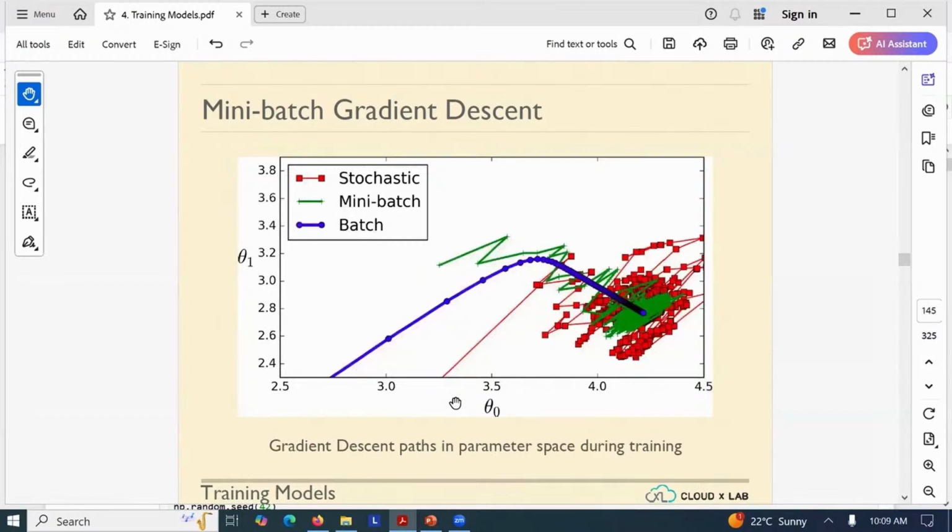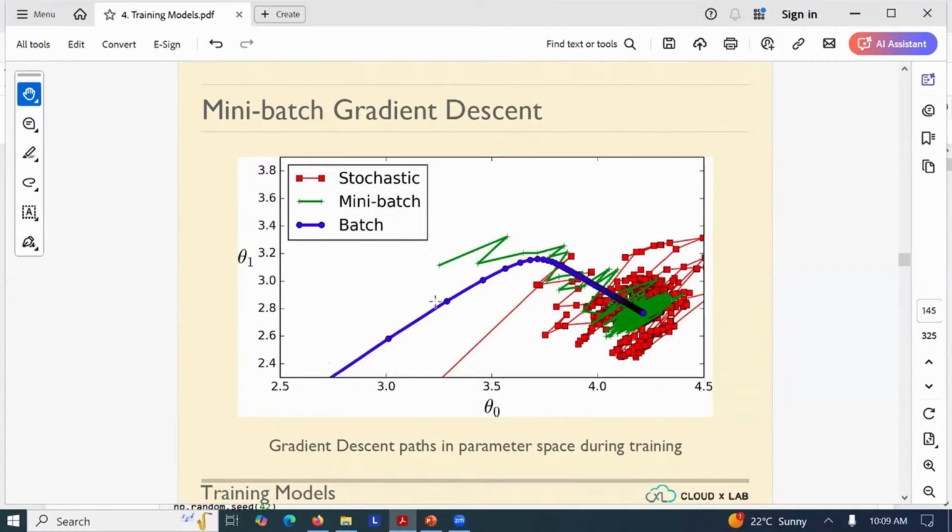Okay, so now let's visually discuss all these 3 algorithms in one place. As I said, in batch gradient descent, we are computing accurate gradient, right? Since we are computing accurate gradient, as you can see in batch gradient descent, the path is smooth, right?